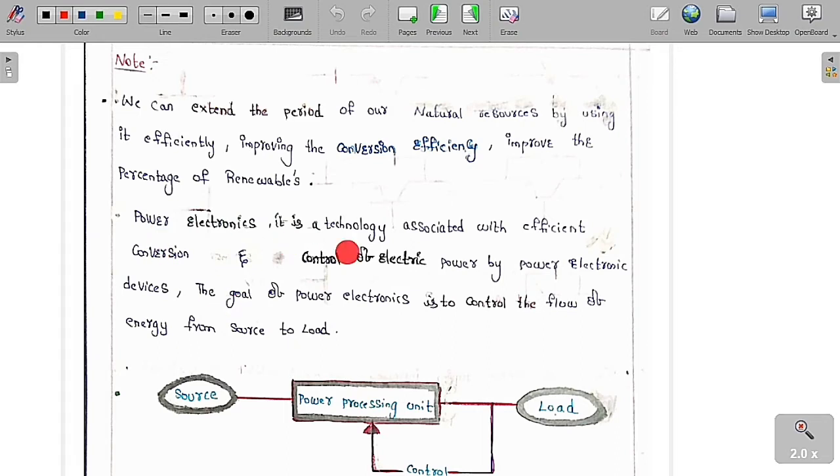So power electronics is a technology associated with efficient conversion and control of electric power by power electronic devices. Efficiently, we are going to transfer the power from source to load with the help of this power processing unit and the control. Here only we are going to use the power electronic devices. So the goal of power electronics is to control the flow of energy from source to load.